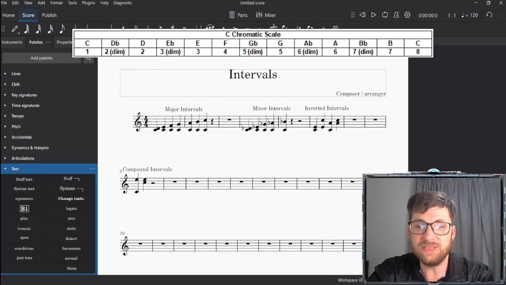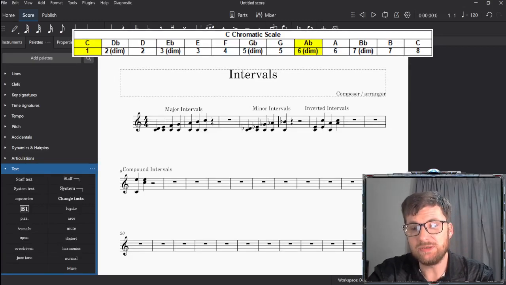So for example, if we played a C and then an E flat, it's no longer just a third, now it's a minor third. Another example is if we played a C and an A flat, we'd call that a minor sixth.